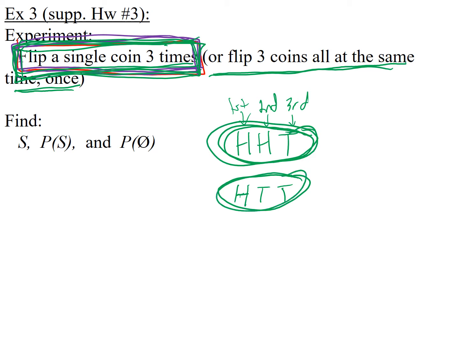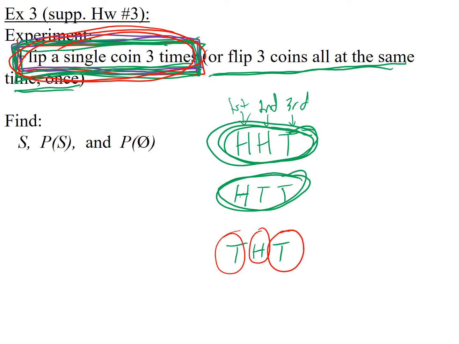For example, let's say your outcome was tails, heads, tails. If you're thinking about it this way, we're flipping only 1 coin, but 3 times. So first flip is tails, second flip is heads, and the third flip was tails. Whereas if instead you imagine you flip 3 coins all at the same time, then this would be what happened on one of the coins, this would be what happened on the second coin, this would be what happened on the third coin.